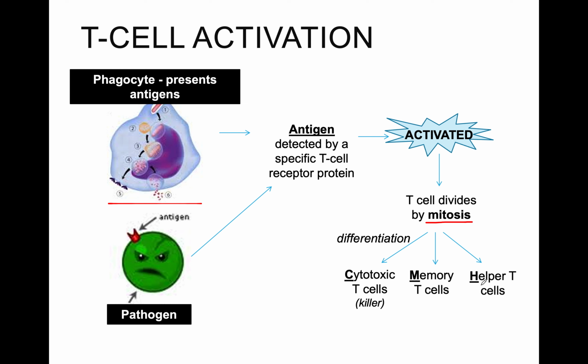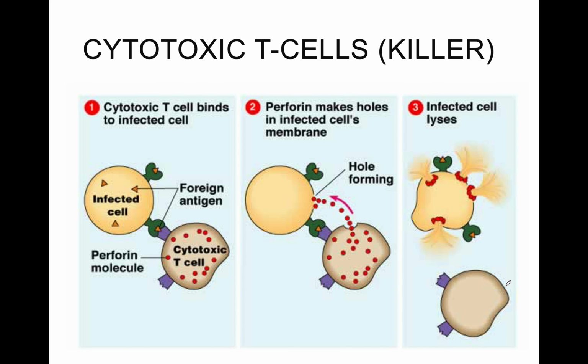And then there are the helper T cells, and we've already seen the helper T cells and their function. Their role is to stimulate and activate the B cells and stimulate those B cells to undergo mitosis, to divide, to produce plasma cells, which then go on to produce antibodies. Okay, so let's start with the cytotoxic T cells.